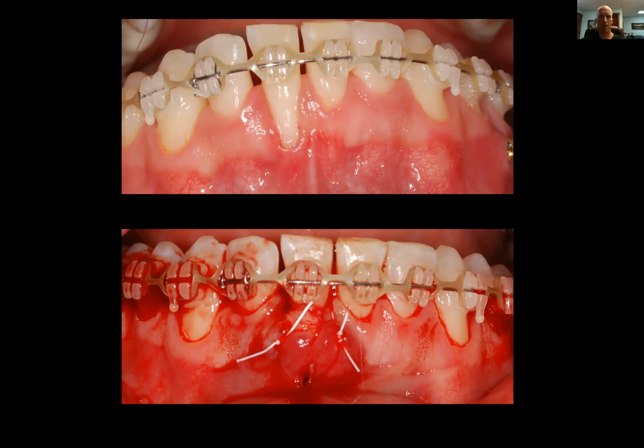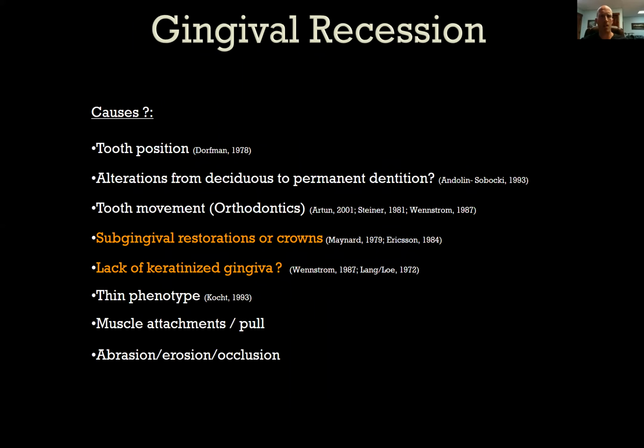Another case with a slightly different technique, including a frenectomy to release that frenum, which you can see creeping up there on the mesial of 25. Subgingival restorations. I'm not going to spend a lot of time on that, but needless to say, several studies have shown that a minimum of 2 millimeters of keratinized gingiva is necessary around a subgingival restoration or crown in order to prevent recession. And my experience says sometimes yes, sometimes no.